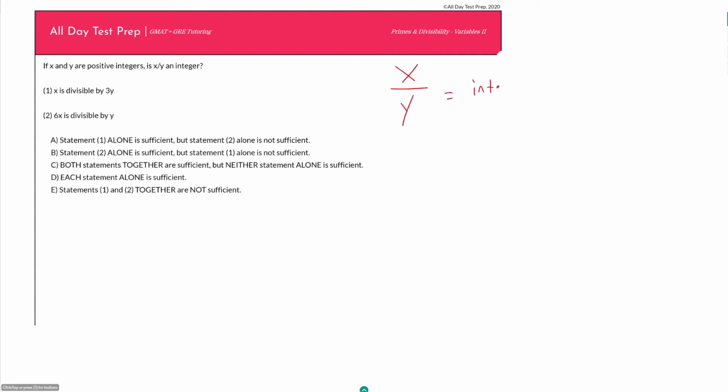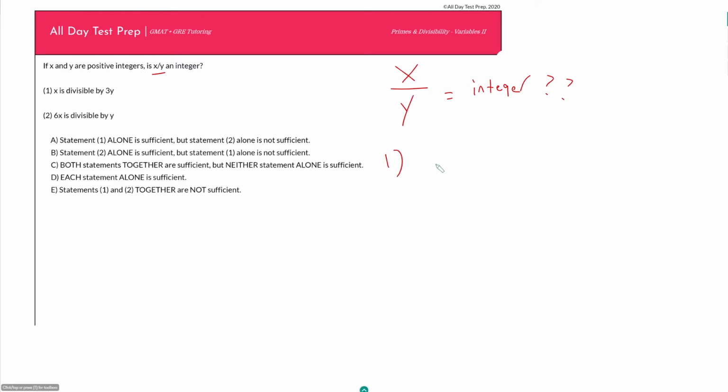Just like in the last question, where they gave us statements talking about 5x and 6x, I'm always thinking to myself, what is that telling me about x? In this case, I want to find out what each of the statements is telling me about x over y. So how else can we think about this question? Is x over y equal to an integer, or is x a multiple of y? Is y a factor of x? Does x contain a y? Those are all saying the same thing.